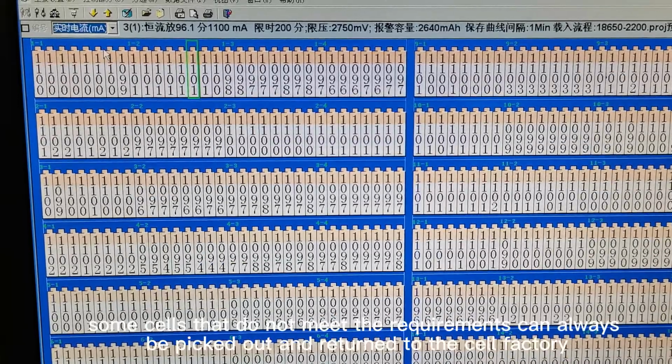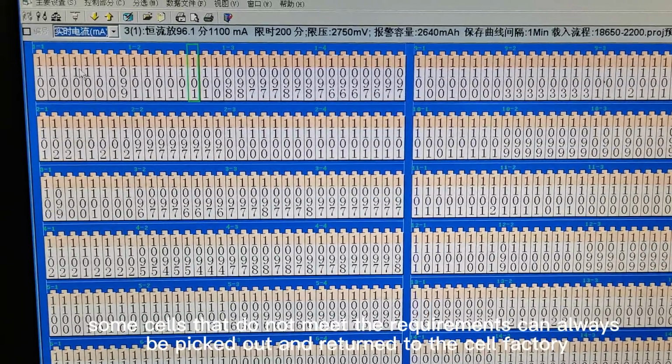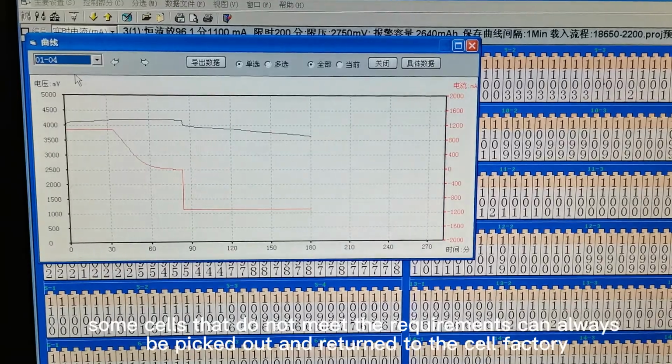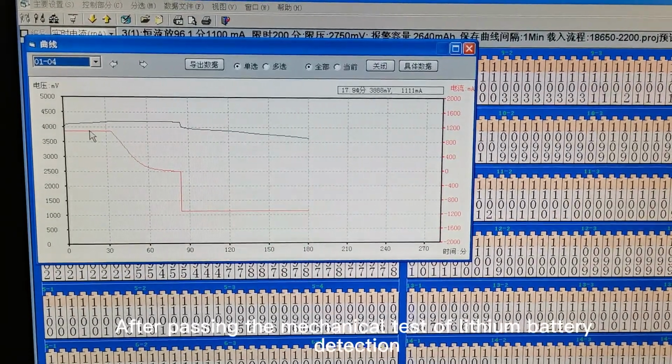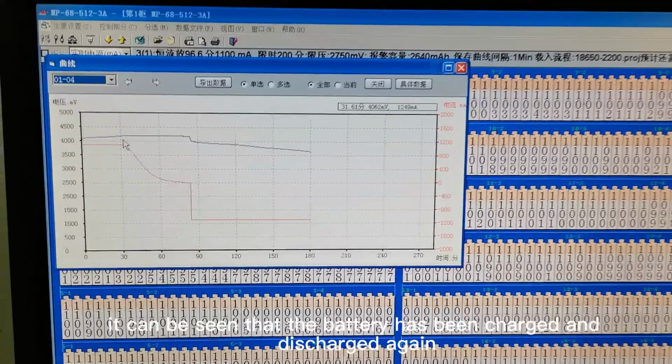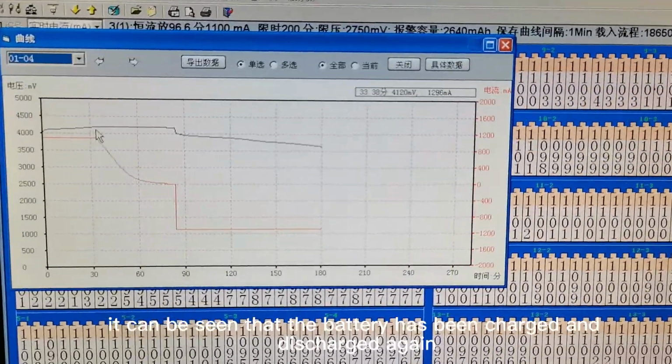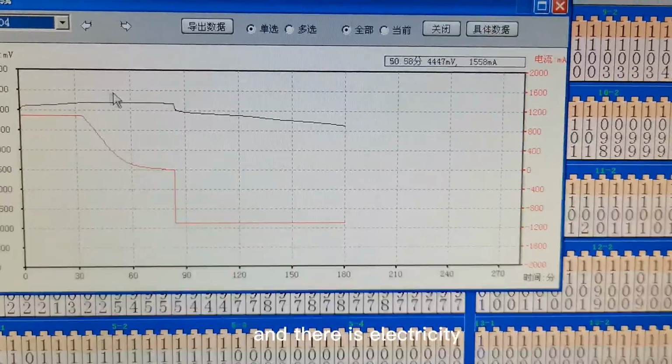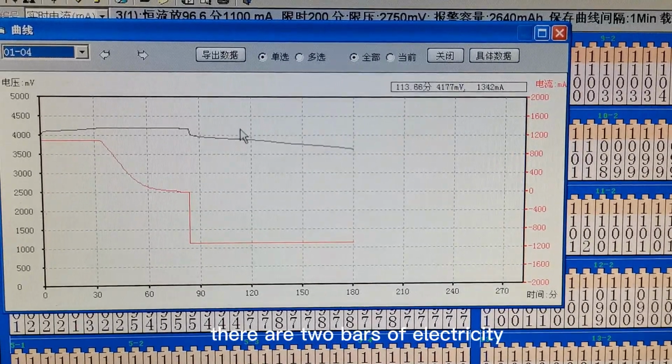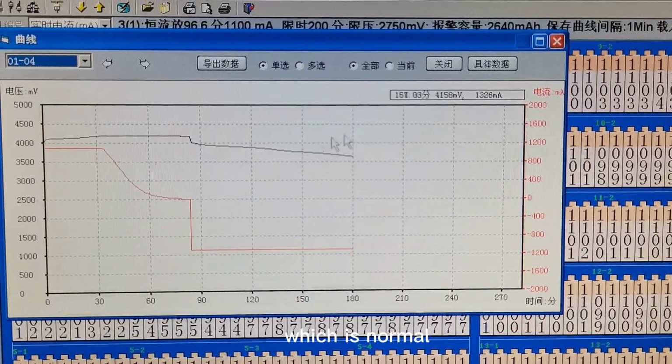Through this process, some cells that do not meet the requirements can always be picked out and returned to the cell factory. After passing the mechanical test of lithium battery detection, it can be seen that the battery has been charged and discharged again, and there is electricity. So when you get the battery, there are two bars of electricity, which is normal.